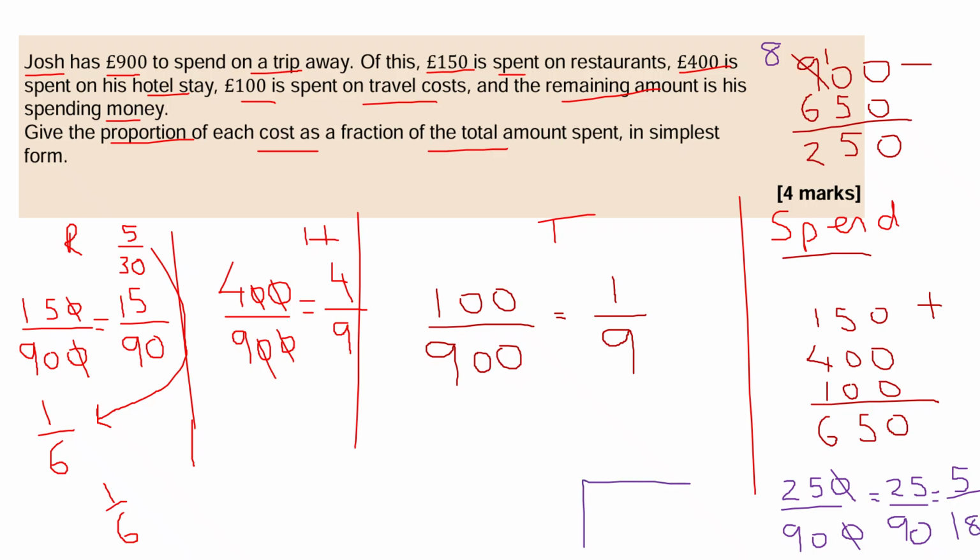Let me just double check that. So 90 divided by 5. 5 into 9 goes once, remainder 4. 5 into 40 goes 8, so 18. So that is correct, I was just double checking. So it's 5/18 as our simplified answer.